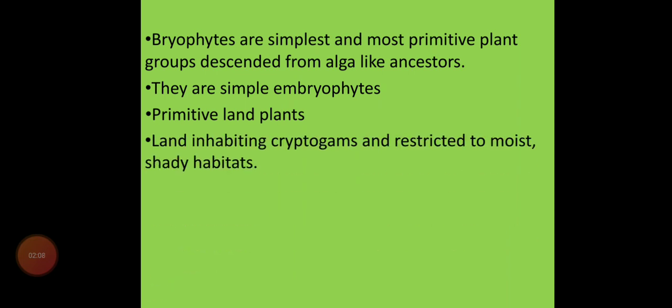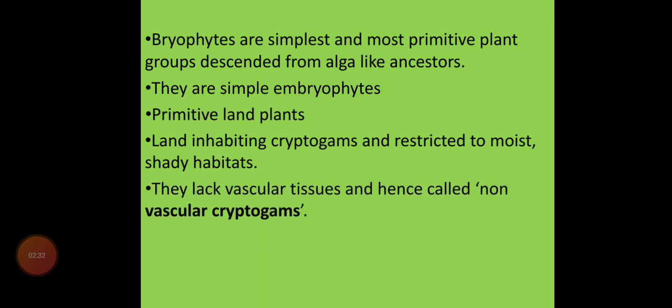They are the cryptogams. They mostly grow in moist and shady habitats. These bryophytes cannot grow in direct sunlight because it's a primitive plant. It's a short, small plant which grows in shady places or moist areas. It is a cryptogam. That means they do not produce flowers, fruits and seeds.